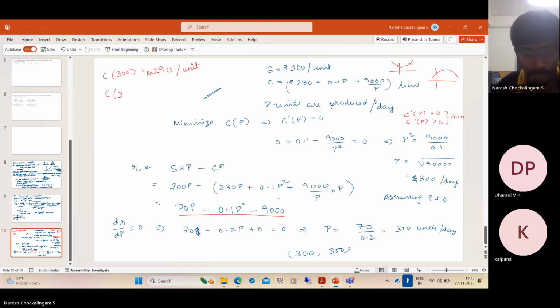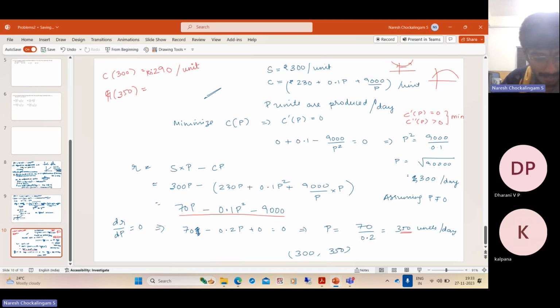So let me check. This is 70p minus 0.1p square minus 9,000. Its derivative is this. Now p turns out to be 350 units per day. If you take p as 350, then r is minimized. Now let us find what is r of 350.